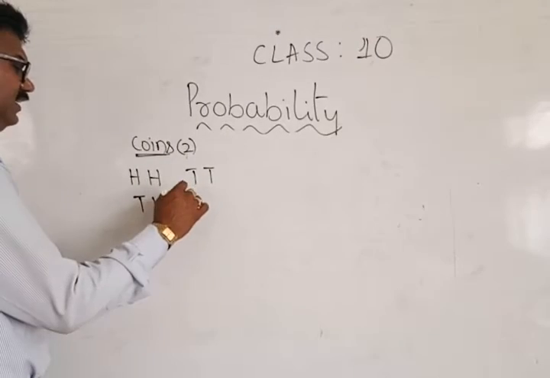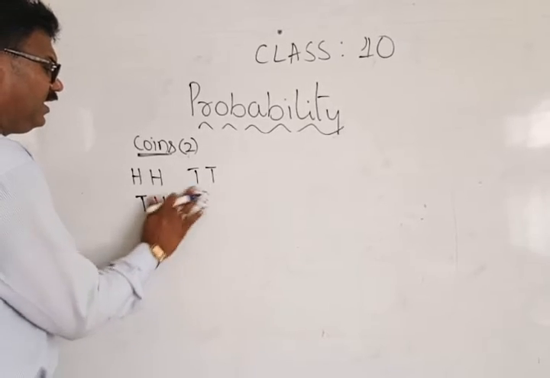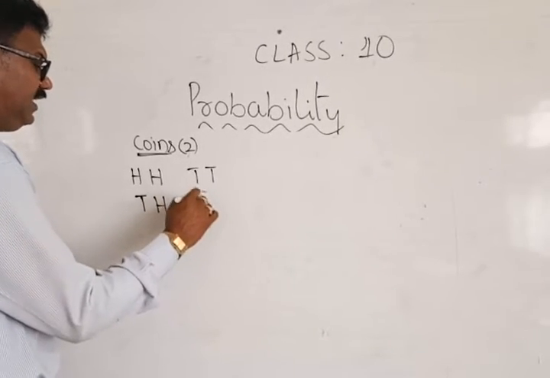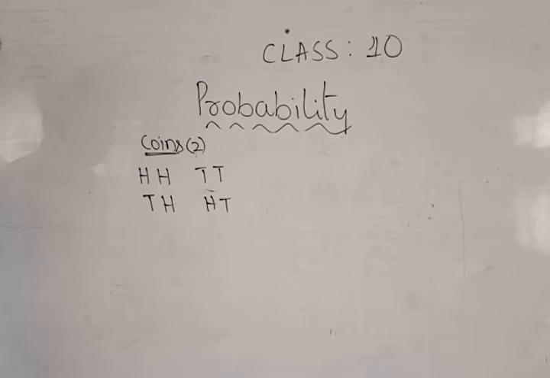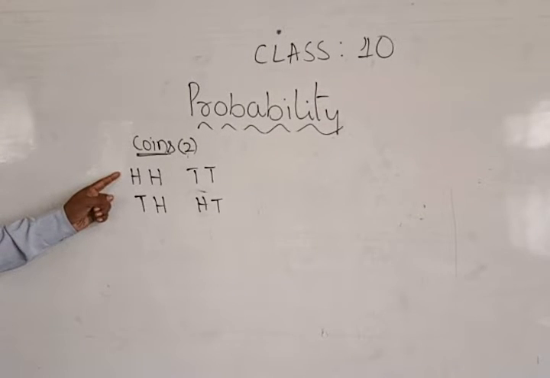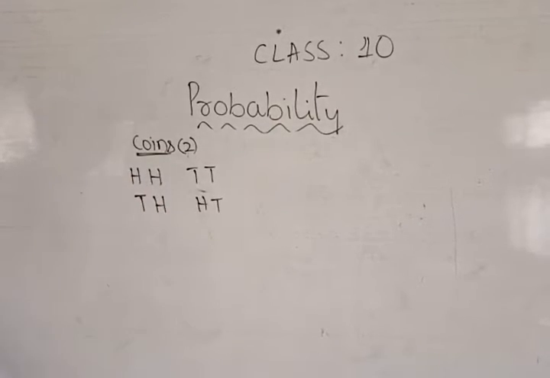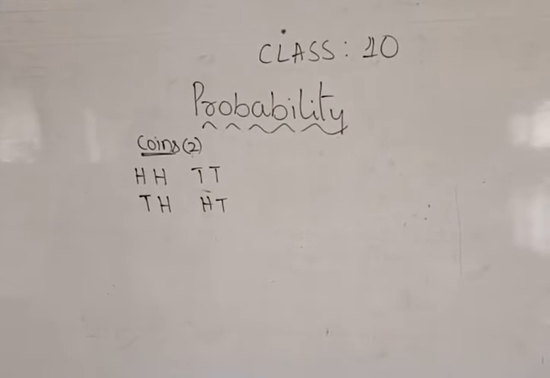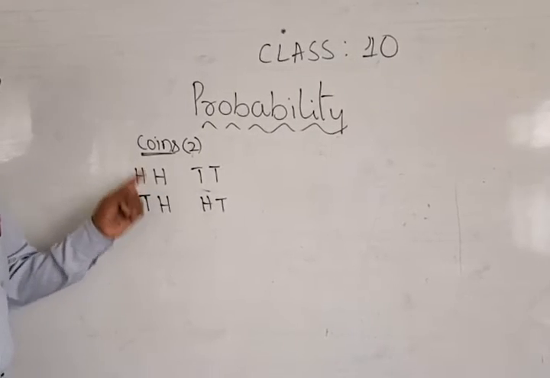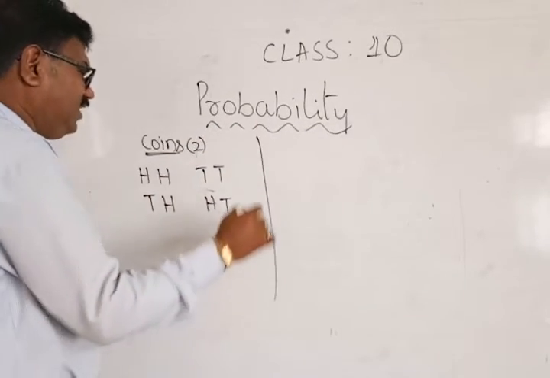Here, first one is like this. First one will be heads and second one will be tail. Therefore, how many outcomes? 4 outcomes. 1, 2, 3, 4. If you toss 2 coins at a time, what is the answer? 4 outcomes.